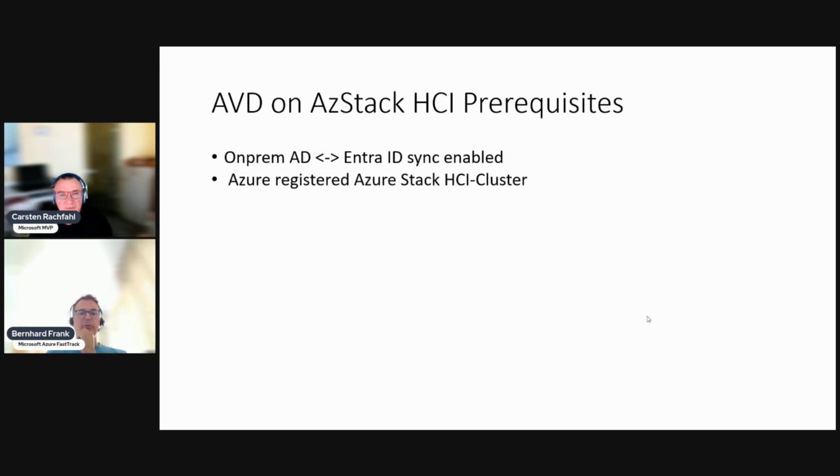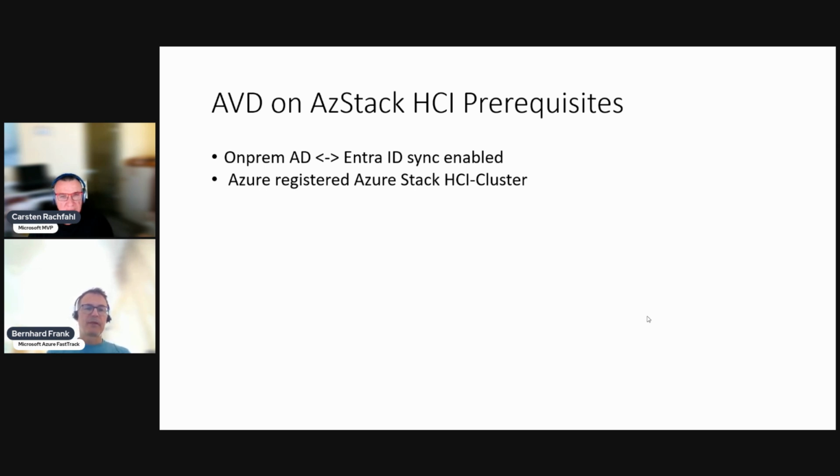Let's talk a little bit about the prerequisites. One we have seen already a little bit in one of the early slides, which is you have to have a classic Active Directory that is synced to your Entra ID. You don't need to sync everything. You can limit it down to an organizational unit or to some organizational units that you want to sync, but you need to have some users that live on-prem and also in your Entra ID.